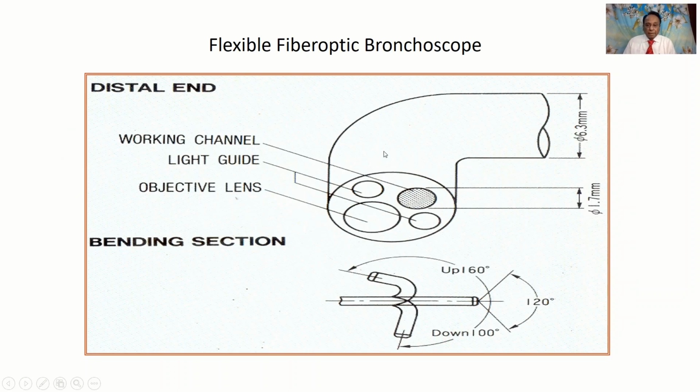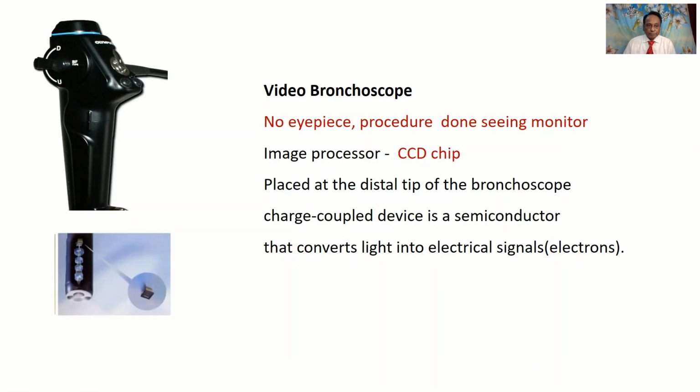This is the distal end. Can you see the distal end? If you look at that, you can see the working channel. This is the working channel, and here is the light guide. Light comes here, then through the objective lens the image goes, and that is the way the fiber optic bronchoscope is designed. Coming to the distal end, it can be bent 100 degrees down and 160 degrees up. This is a cut section at the distal end of the flexible fiber optic bronchoscope.